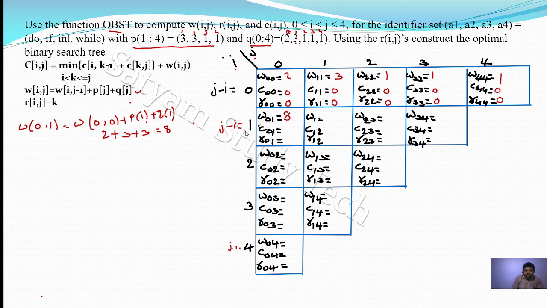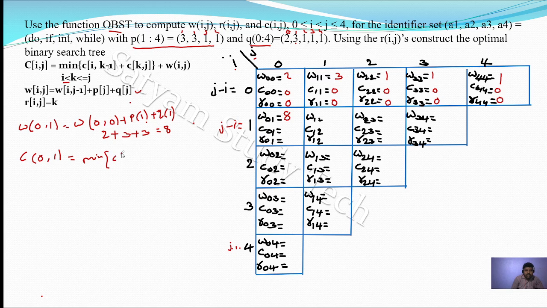Now I have to calculate c of 0 1. Here c of 0 1 is equal to the minimum over k, where i less than k less than or equal to j. The j value here is 1, so that's why the k value is 1. You can take only 1.